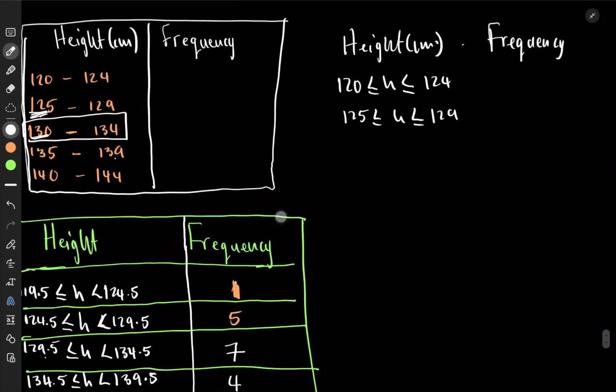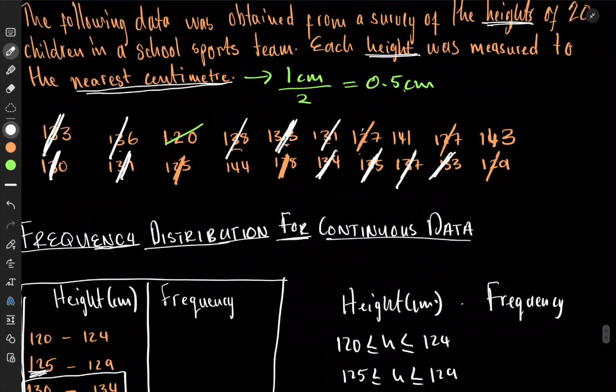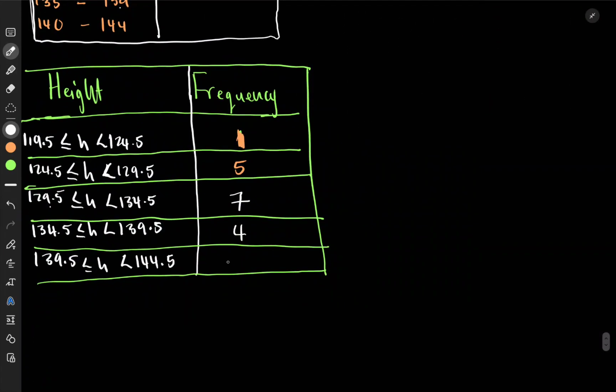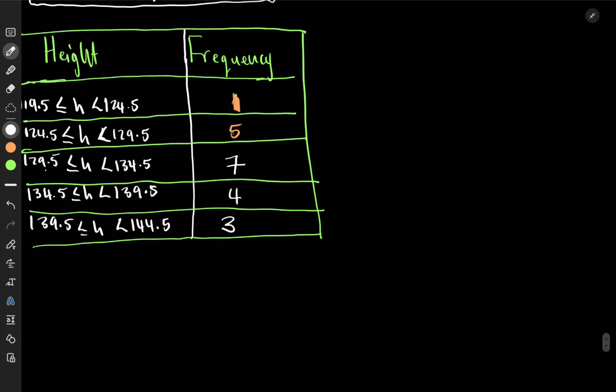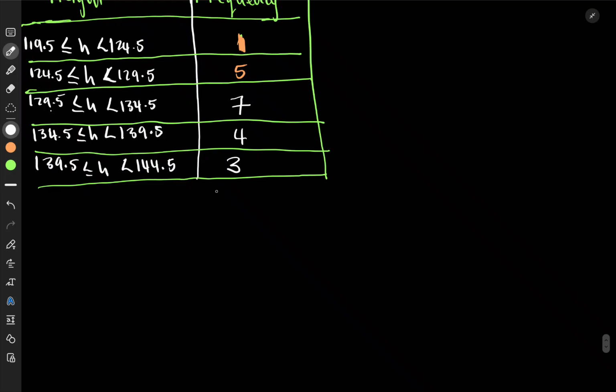Then 140 to 144 is our next stop. So let's go 140 to 144. 141 is one of them. 143 is 2 now. Here, 3. So we have 3 of them. So it becomes 3. And this is what your frequency distribution looks like. You've done amazing. You can put the total: 1 plus 5 is 6, plus 7 is 13, plus 4 is 17, plus 3 is 20. So your total is 20.